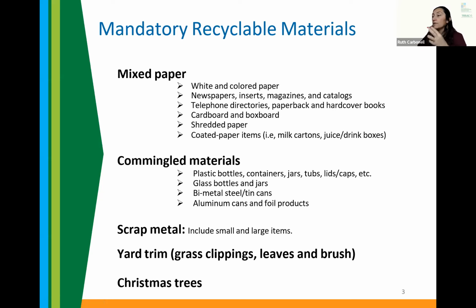Scrap metal is any small or large item that has 50% or more metal in content. For instance, you have refrigerators, toasters, microwaves, pots, pans, and any small items, utensils. All of that must be recycled and must be reported as well.